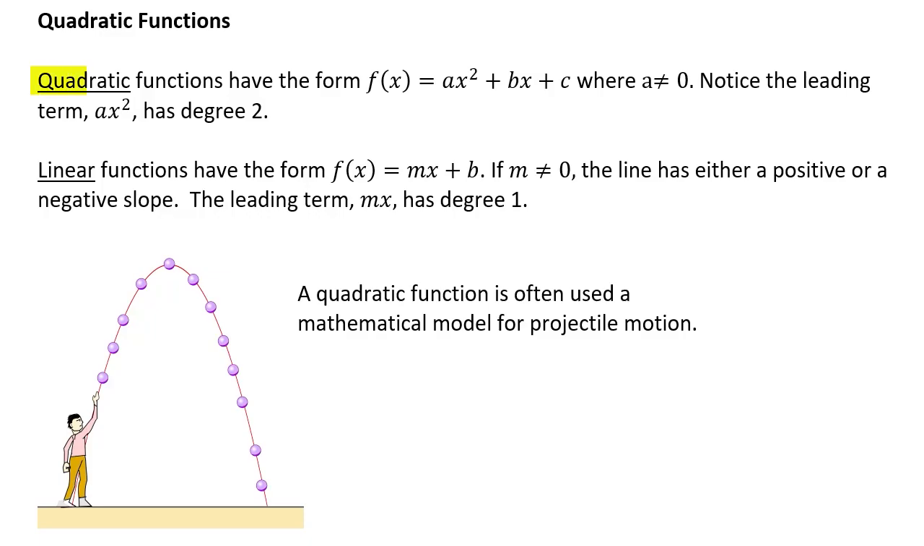I'm going to talk about quadratic functions, which have the form f of x equals ax squared plus bx plus c. a can't equal 0. Notice that the leading term, ax squared, has degree 2.